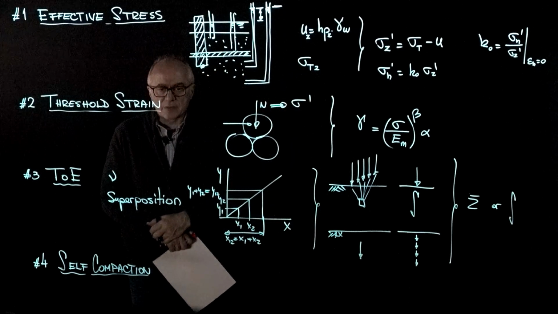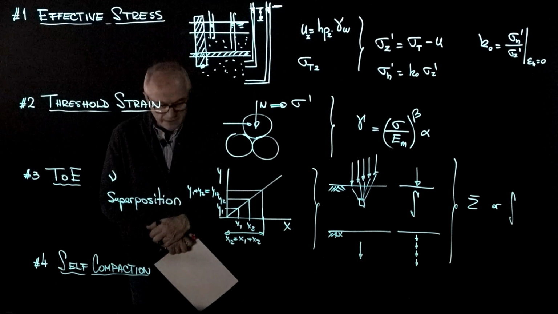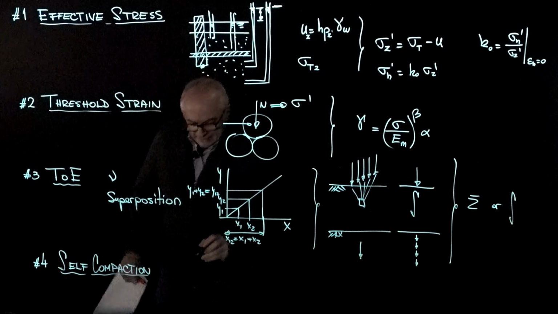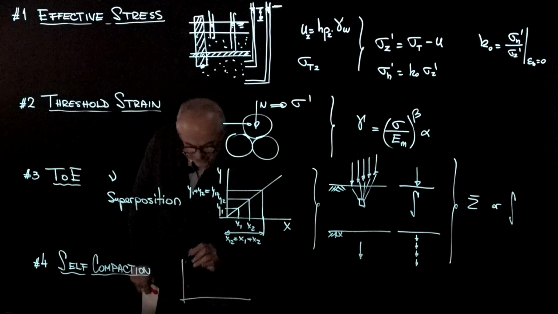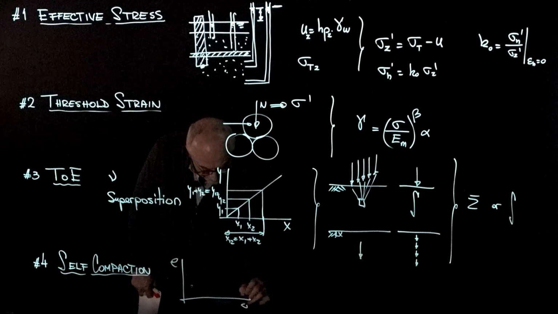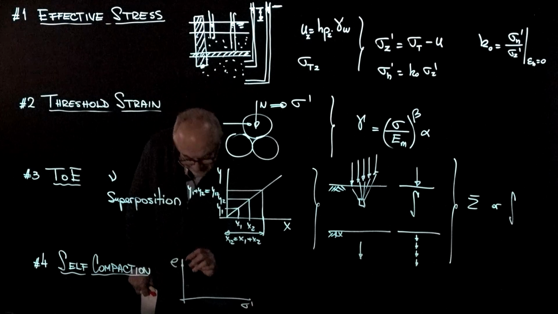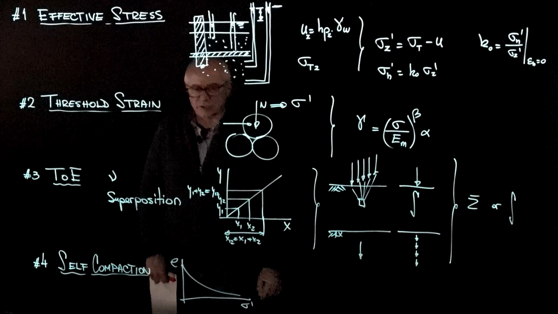Finally, was the problem of self-compaction. We identified that the compressibility of a soil, void ratio versus effective stress, really looks like an exponentially decaying function, always.